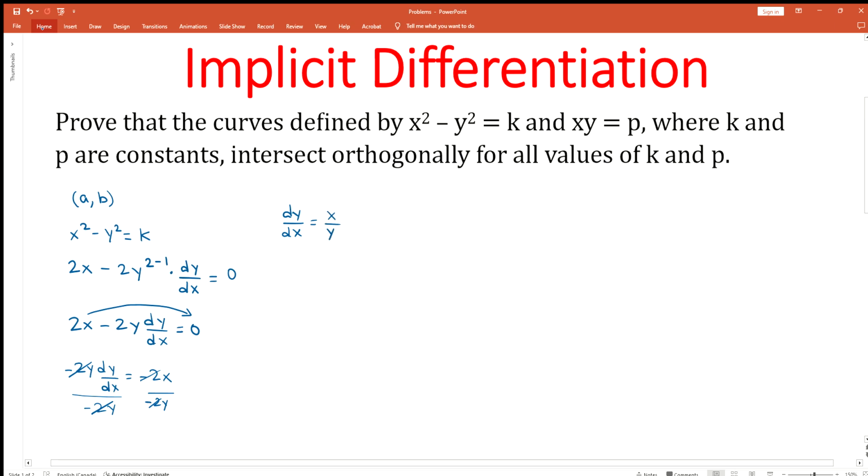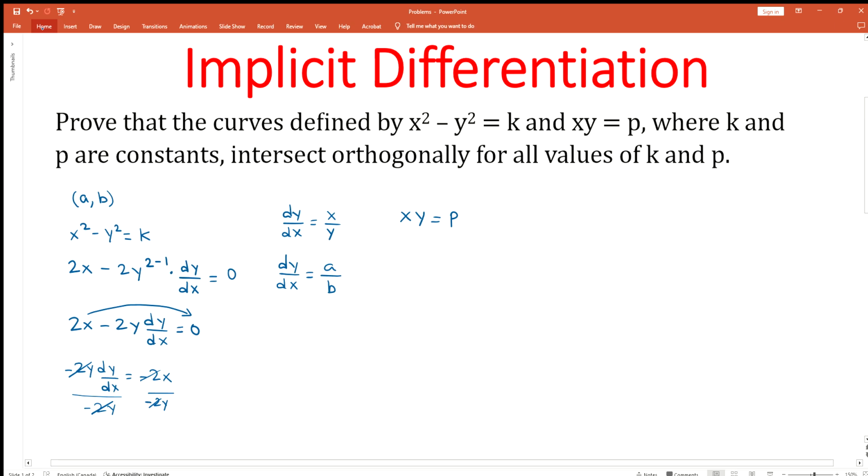We have to find the slope of the tangent to this curve at point A, B. So we can sub in x as A and y as B. This is the slope of the tangent to the first curve at point A, B. Now we can analyze the second given equation. We have to find dy over dx for this curve to find the slope of tangent at the point of intersection A, B. Let's start by finding the derivative of this equation with respect to x.